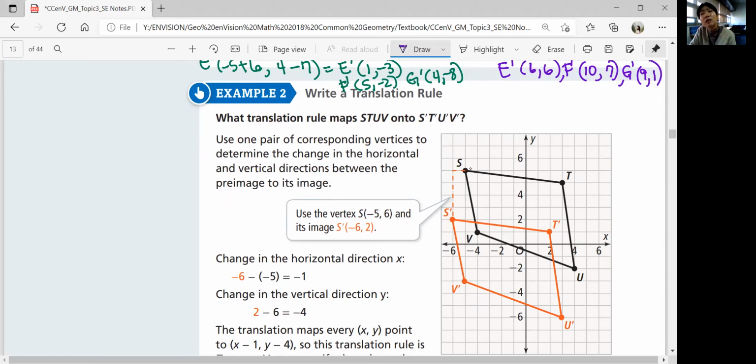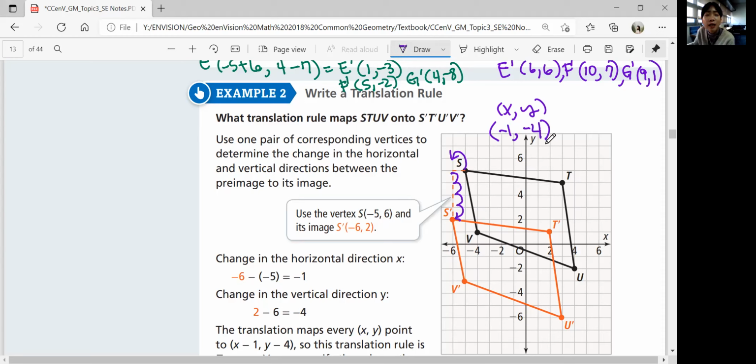So from S to S prime, how many units left and how many units down are you going? So we're going to write X first, right? Your coordinate point starts with X. So we're going to count the horizontal movement first. We're going left 1 unit. Is that a positive or negative change? That's a negative change. So you're going to say negative 1 for your X value. And how many units are you going down? 1, 2, 3, 4. And if you're moving down, is that a positive or negative change? That's a negative change. So you're going to write negative 4 as your Y value.